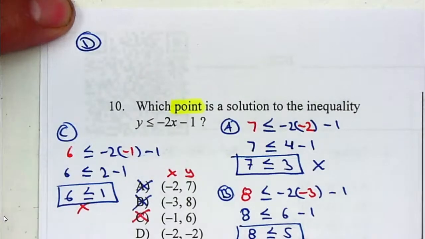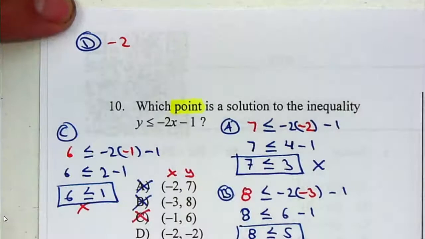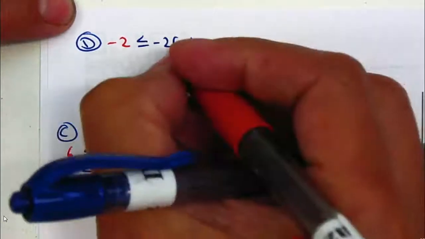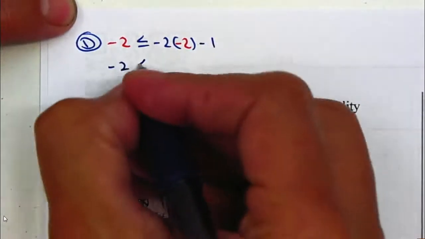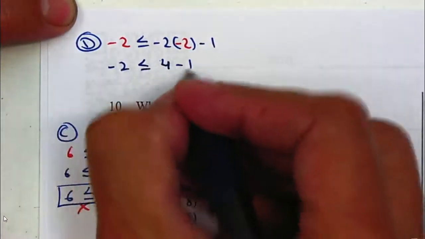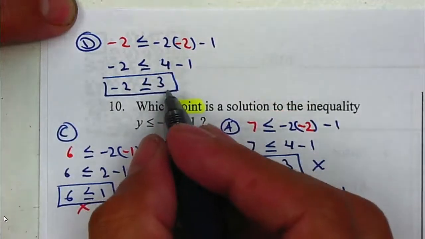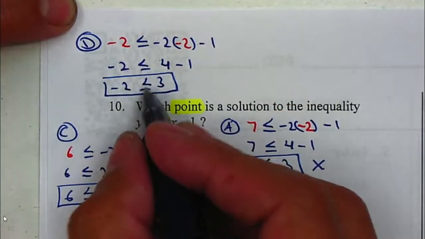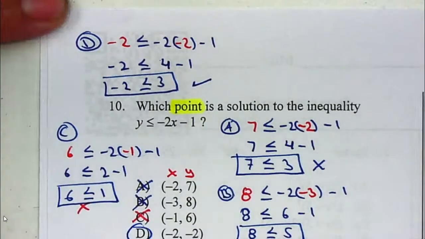Let's try letter D right above it. The x will be -2, and the y will also be -2. Less than or equal to -2x, which is -2 minus 1. That gives me +4. And is that true or false? Is -2 less than or equal to 3? Yes, -2 is less than 3. So your answer is letter D.